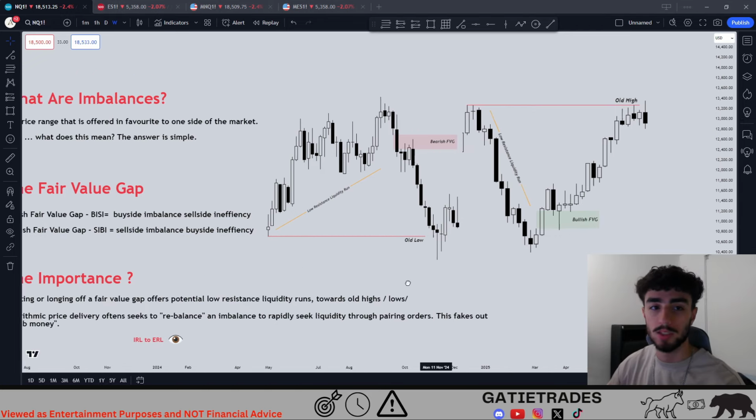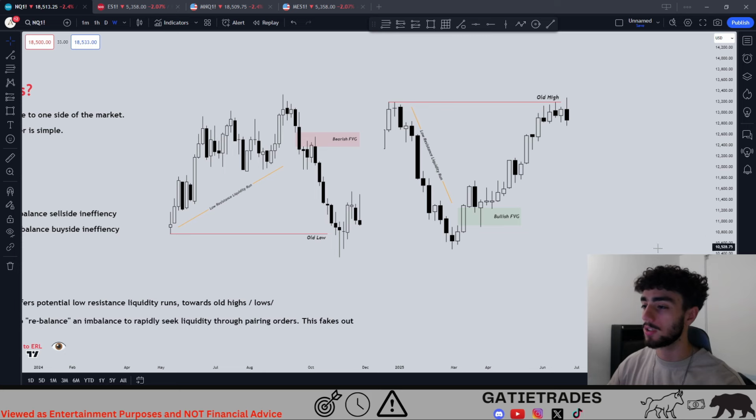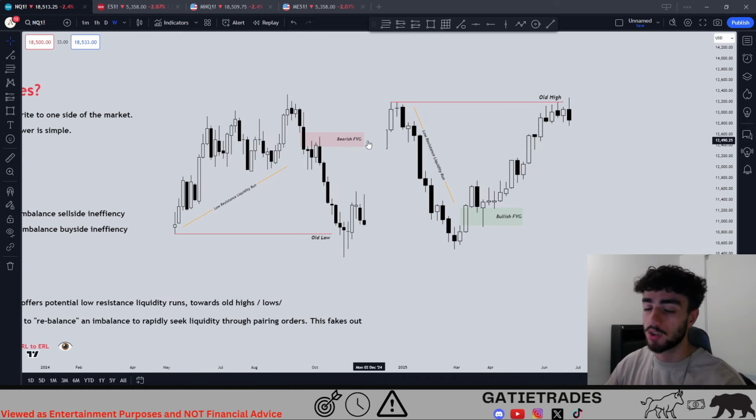So I'm going to give you guys two quick examples right here of a bearish fair value gap. You can see 1, 2, 3 candles. That's the gap between, which is the sell side imbalance, buy side inefficiency. The reason it's inefficient is because price did not manage to pair orders long here, and it went very quickly to the downside, which is a lot of sell orders being filled. So likely price will come back up, retrace into that area, and then run towards the objective.